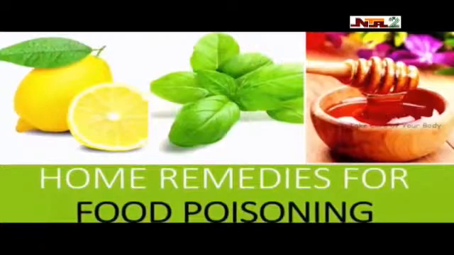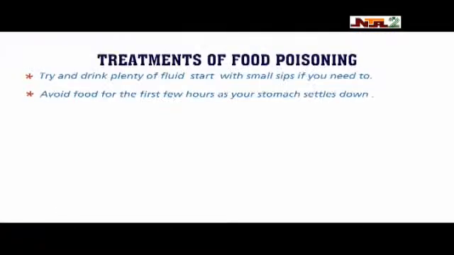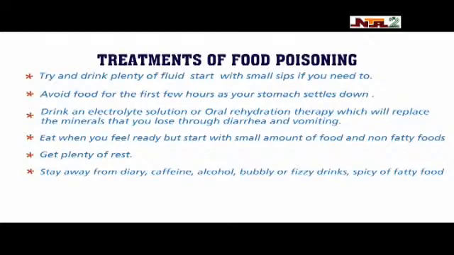Treatment of food poisoning, things to do at home. Number 1, try and drink plenty of fluid. Start with small sips if you need to. Number 2, avoid food for the first few hours as your stomach settles down. Number 3, drink an electrolyte solution or take oral rehydration therapy, which will replace the minerals that you have lost.